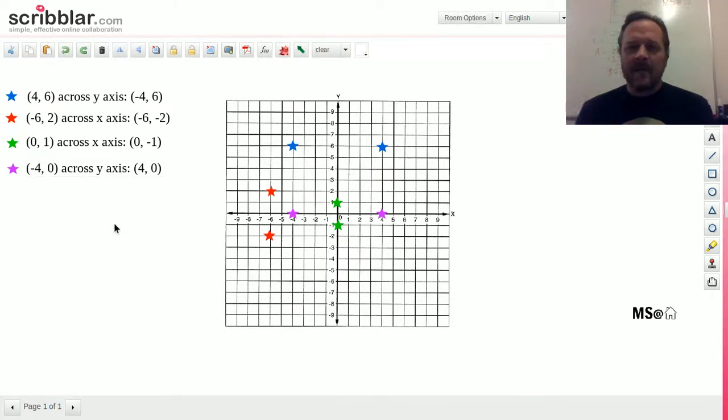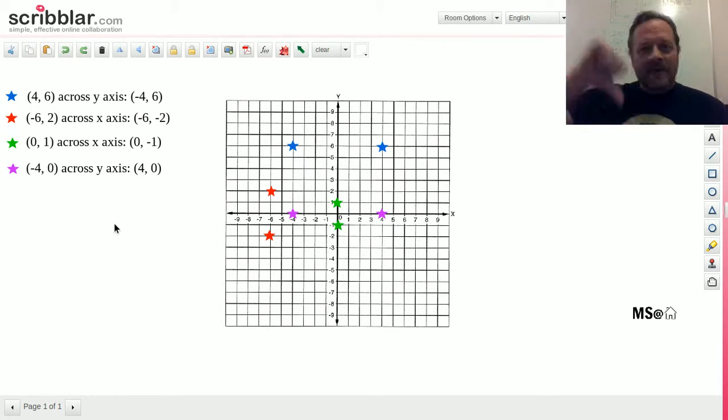Do you see the meaning of opposites when I'm talking about that? Whenever you're dealing with opposites, you're basically just reflecting it over one of the axes. In 7th grade, we're going to talk about reflecting it over the origin. And in 8th grade, we're going to talk about reflecting it over other lines. And it starts getting pretty cool. But this is my introductory.